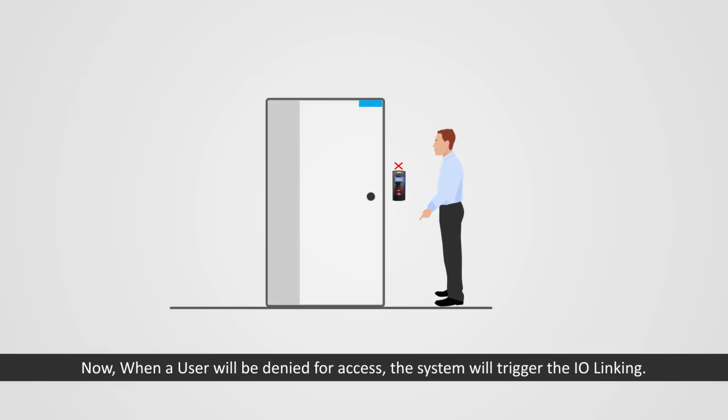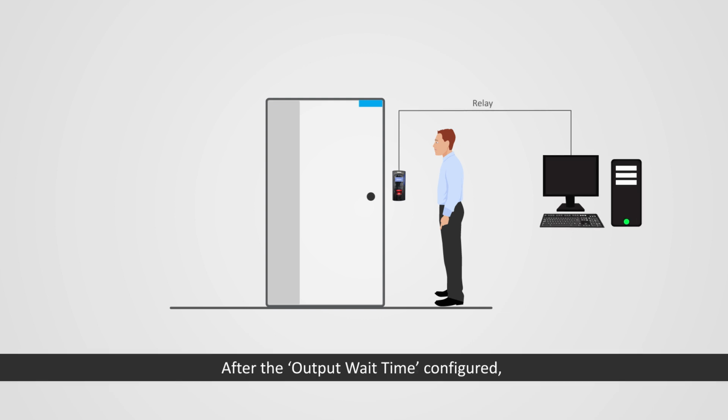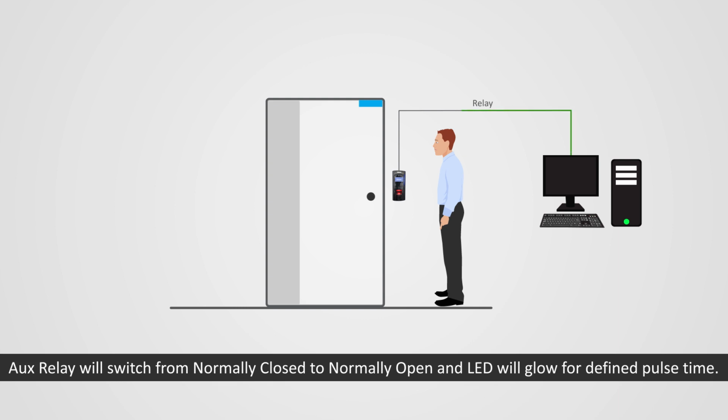Now, when a user will be denied for access, the system will trigger the I/O linking. After the output wait time configured, AUX relay will switch from normally closed to normally open, and LED will glow for defined pulse time. Applications of I/O linking.